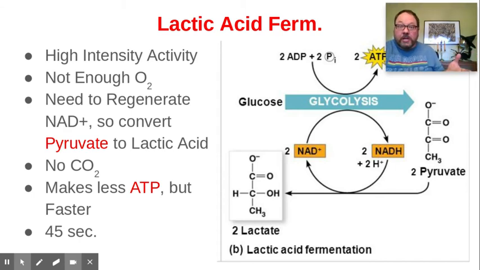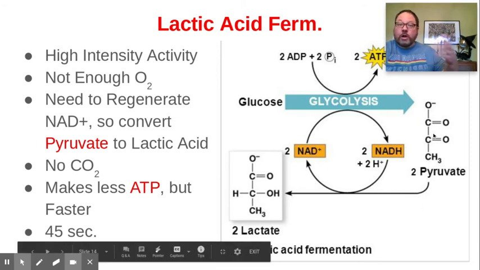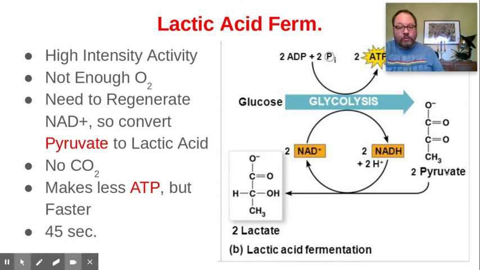You can't let it accumulate, correct? Because if you let molecules or products accumulate, you're going to shut down pathways. So you got to get rid of the pyruvate. Additionally, we need enough NAD plus to accept those electrons that get stripped away from glucose during glycolysis. So we got to get rid of pyruvate, and we have to regenerate NAD plus so you can keep stripping away protons and electrons from glucose and keep glycolysis running.